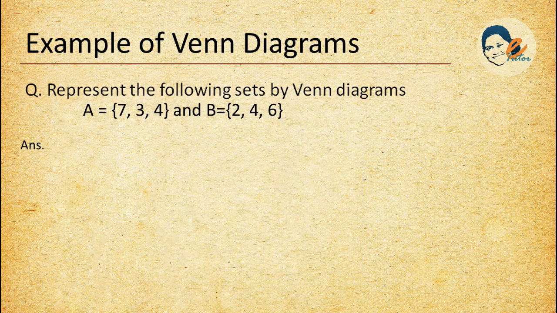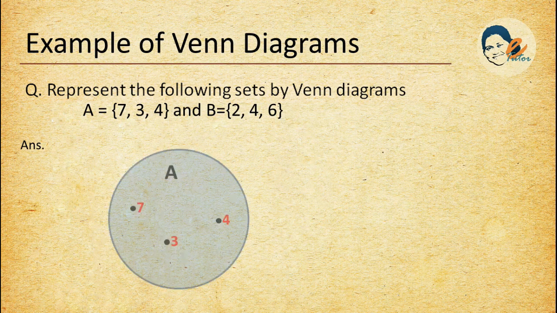Now, let's have another example of Venn diagrams. Represent the following sets by Venn diagrams. That is, set A equals 7, 3, 4. And set B equals 2, 4 and 6. Now let's solve this. We will represent the set A by a circle and mention all the elements by points inside the region or inside the set, right?